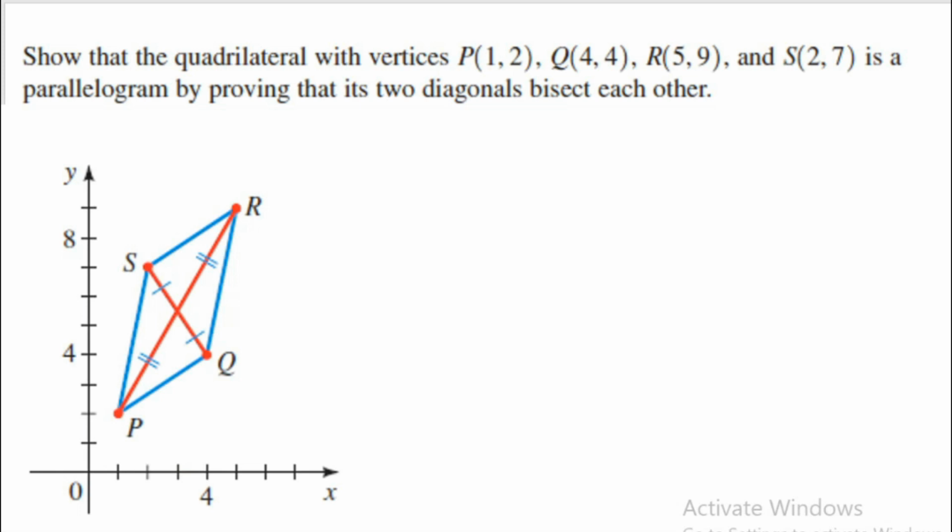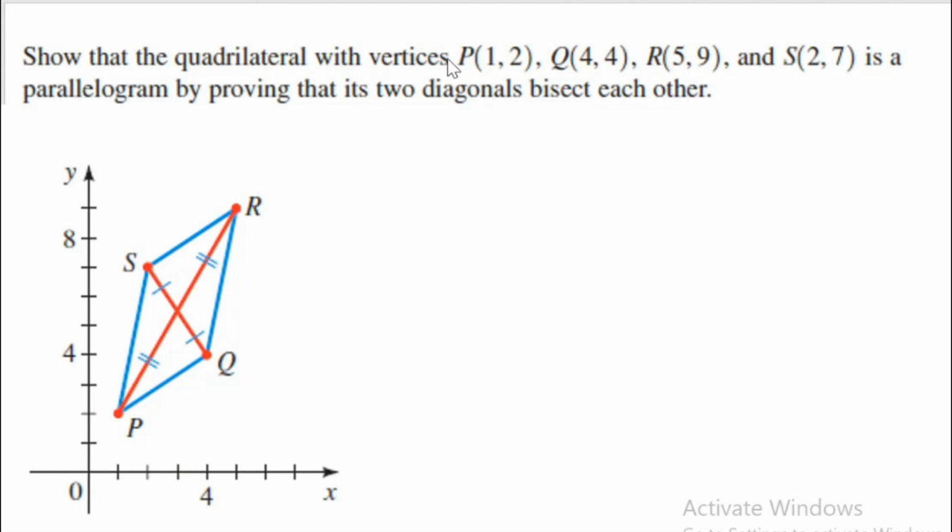So let us try to analyze this problem. Show that the quadrilateral with vertices point P, whose coordinates are 1, 2, point Q, whose coordinates are 4, 4, point R, whose coordinates are 5, 9, and point S, whose coordinates are 2, 7, is a parallelogram by proving that its two diagonals bisect each other. So if the two diagonals have the same midpoint, then they must bisect each other.